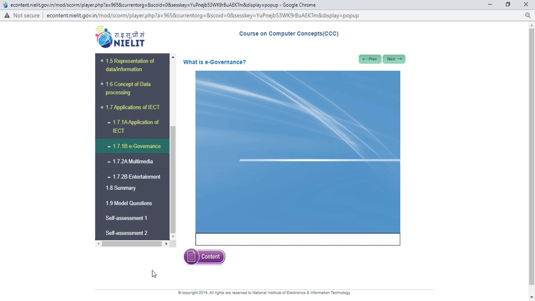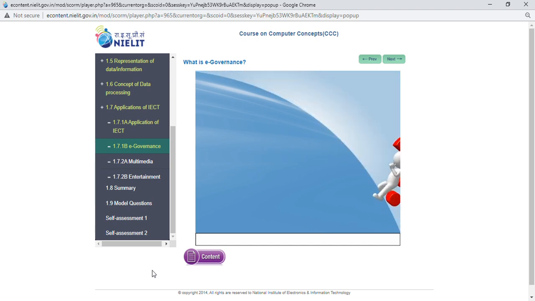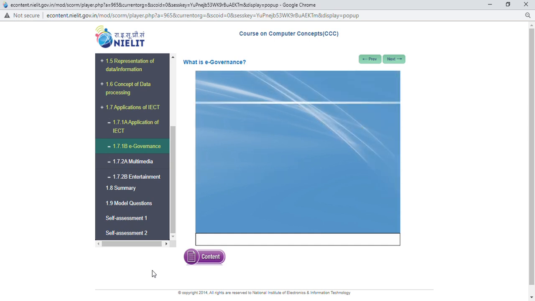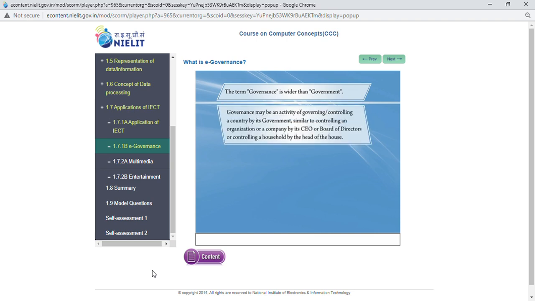E-governance. What is e-governance? The term e-governance is wider than government. Governance may be an activity of governing or controlling a country by its government, similar to controlling an organization or a company by its CEO or board of directors, or controlling a household by the head of the house.